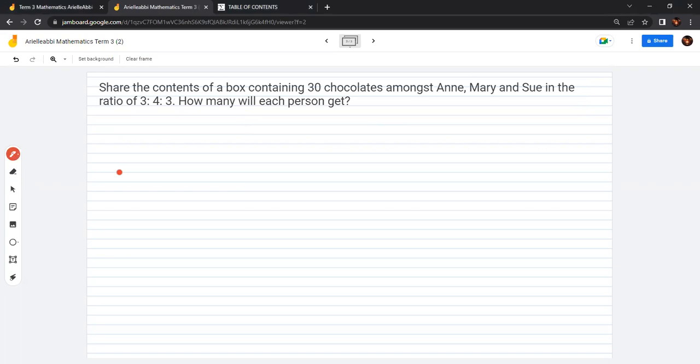All right, so again, they mentioned 3 persons were sharing the chocolates amongst. That's Anne, Mary, and Sue. Note the order in which they mentioned them, okay? The order in which they mentioned them is the order in which the ratio stands. So that means the first person was Anne, so she got 3 parts. Mary received 4 parts, and Sue received 3 parts.